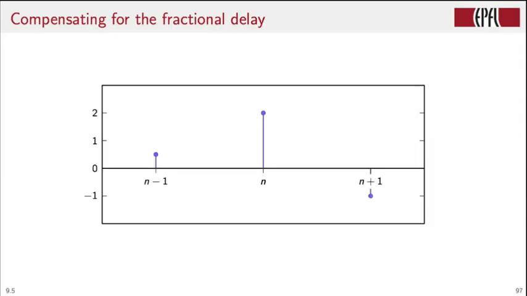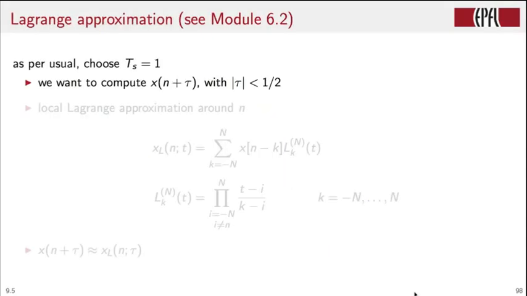So graphically, the situation is like so. We have a stream of samples coming in, and for each sample, we want to compute the subsample value with a distance of tau from the nearest sampling interval. And we want to only use a local neighborhood of samples to estimate this. Now you remember from module 6.2, the Lagrange approximation works by building a linear combination of Lagrange polynomials weighed by the samples of the function.